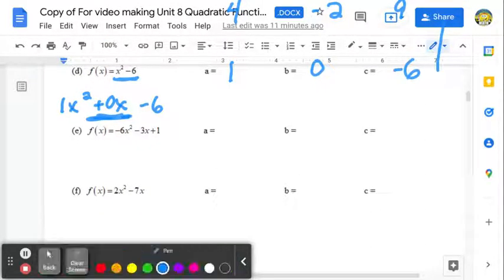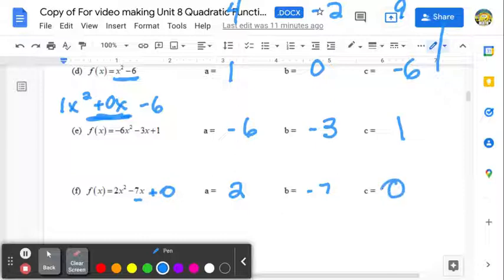Now try E and F. So for letter E, A is negative 6, B is negative 3, and C is 1. For F, A is 2, B is negative 7. There is no number that's all by itself, so C is 0. The next 2 pages, we're going to practice graphing these things. They are going to get a little bit trickier, so stay tuned.